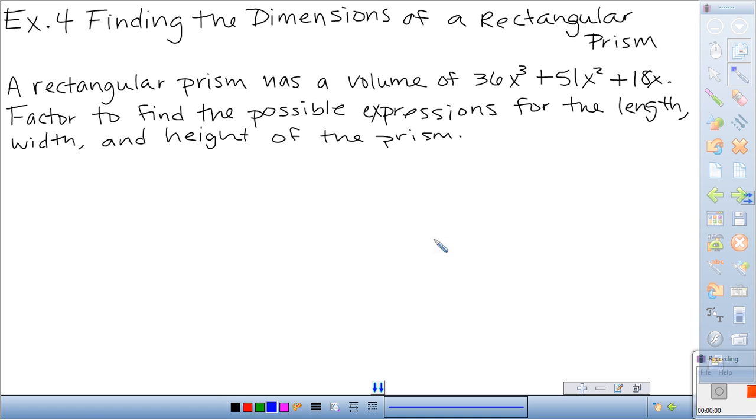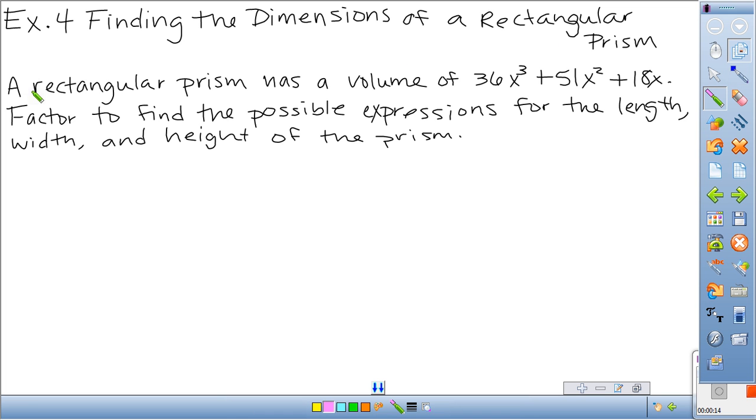This is still lesson 9-8. We are learning one more method to factoring by grouping, and this is the very last example, finding the dimensions of a rectangular prism. The problem says a rectangular prism has a volume of 36x cubed plus 51x squared plus 18x. They want us to factor to find the possible expressions for the length, width, and height of the prism.